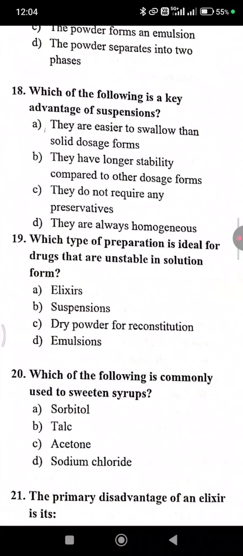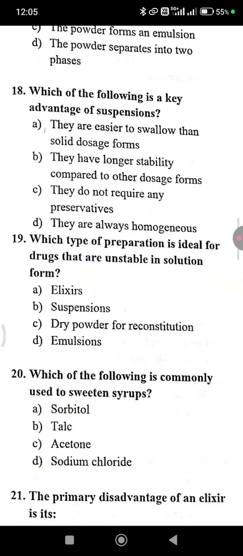Let's go to question number 19. Which type of preparation is ideal for drugs that are unstable in solution form? That is option C, dry powder for reconstitution.